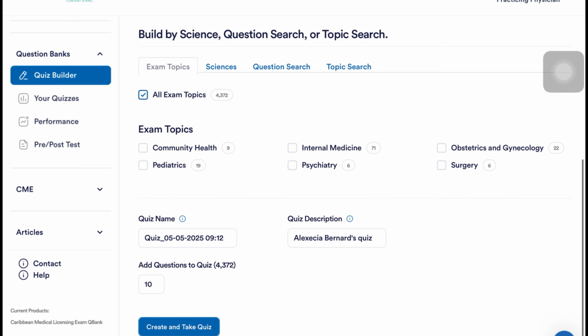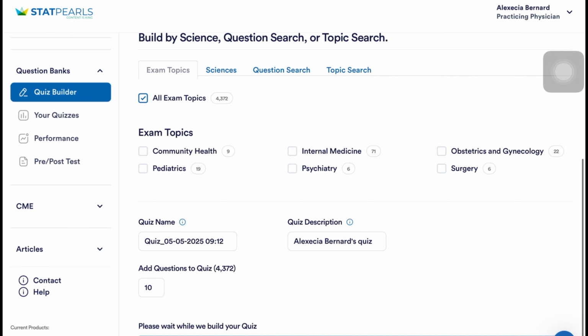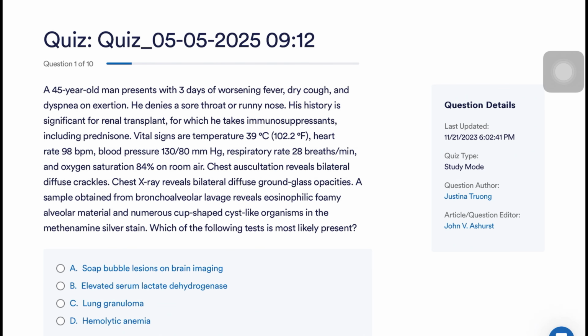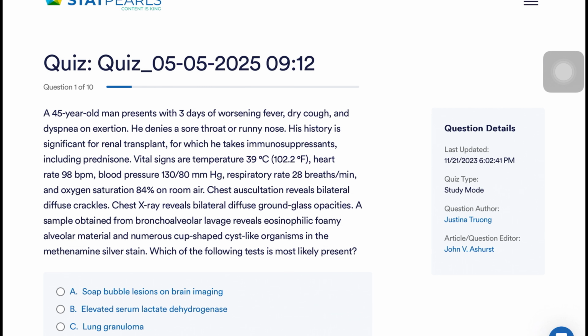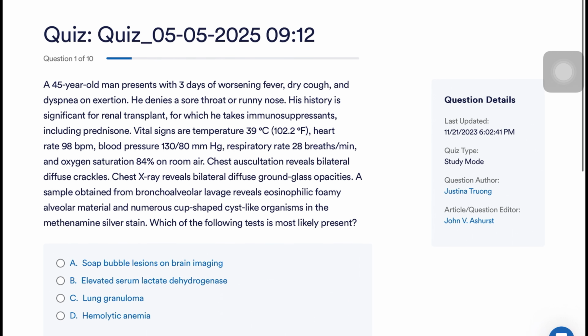actually build your own quiz, and you can choose how many questions you want to take at a time, and then you can choose if you want to take it in test mode, so you just select an answer and move on to the next question, or teaching mode, which will tell you, okay, no, the answer you selected was wrong, this is why it's wrong, and this is why the other answer was right.